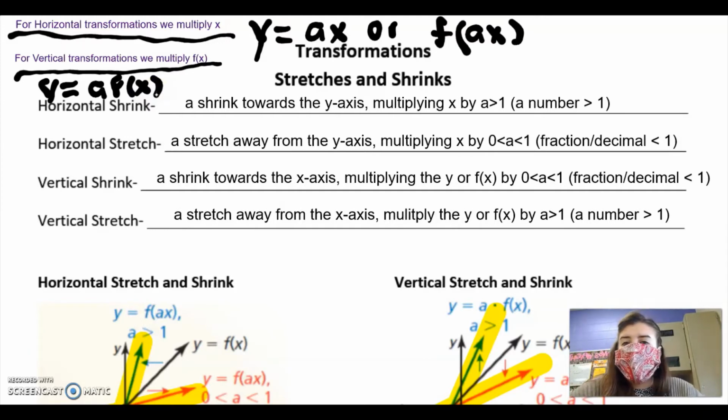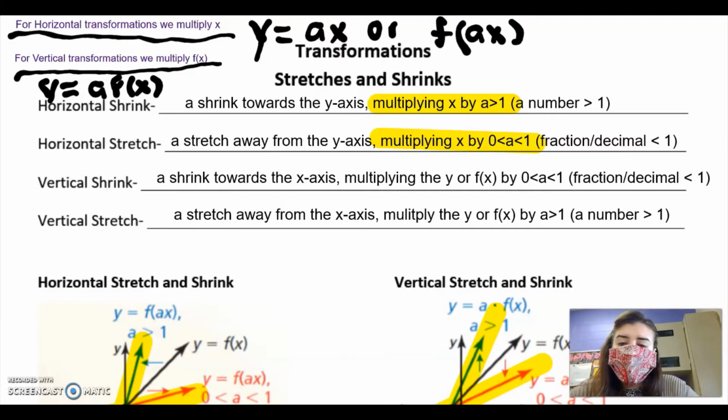A horizontal shrink is shrinking closer to the y-axis, and that is when we're multiplying x by a number greater than 1. A horizontal stretch, our y-axis is here, it's stretching further away. So we are multiplying by a fraction or decimal that's between 0 and 1.